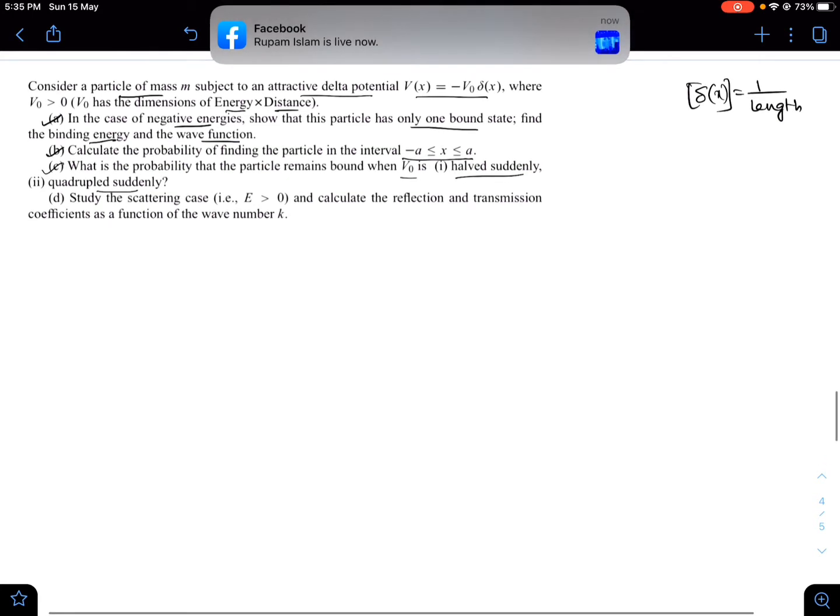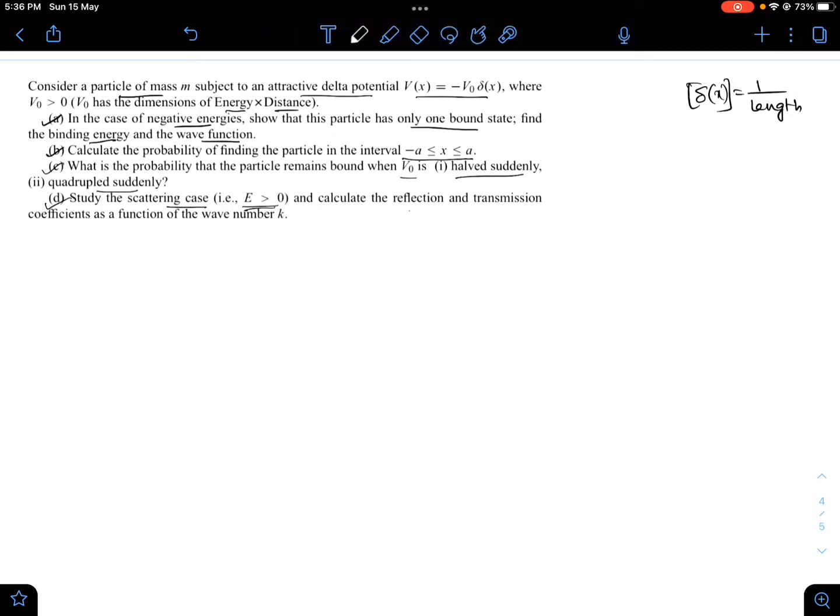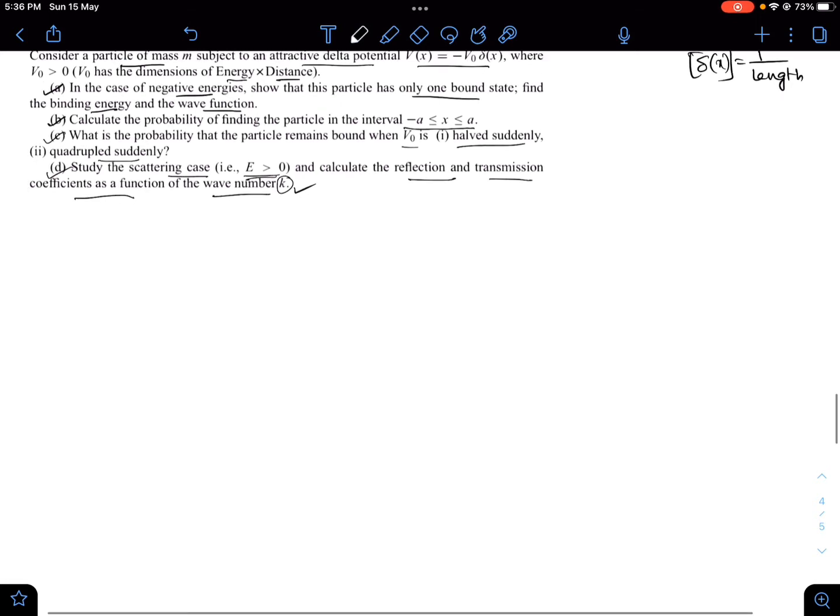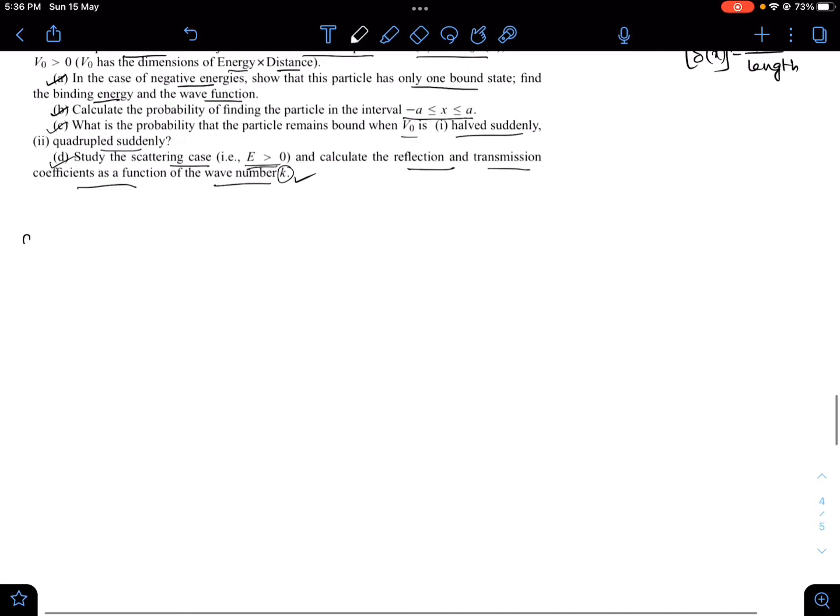suddenly, and we have to also study the scattering case, that means E greater than 0, and calculate the reflection and transmission coefficient as a function of the wave number k. So this is all we have to do. So let us proceed. So first we have to know why there is only bound state for E less than 0. Why not for E greater than 0?